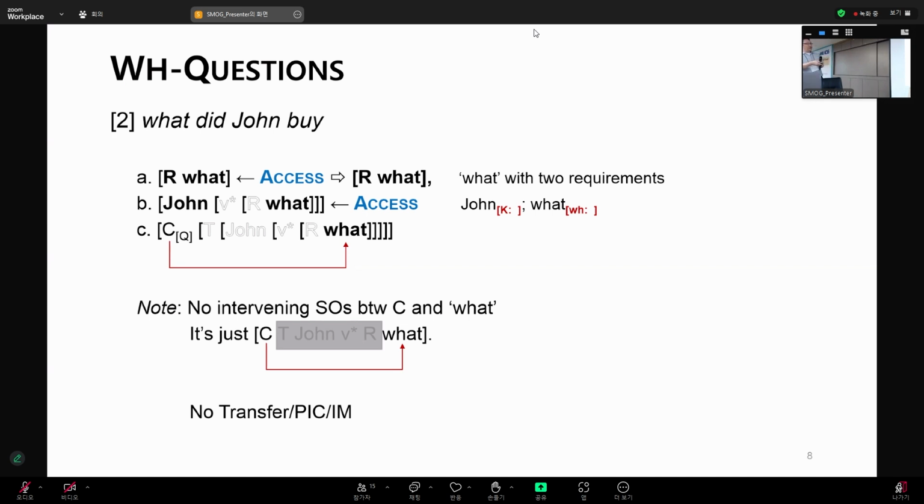So visually, it may look more like this. Okay?